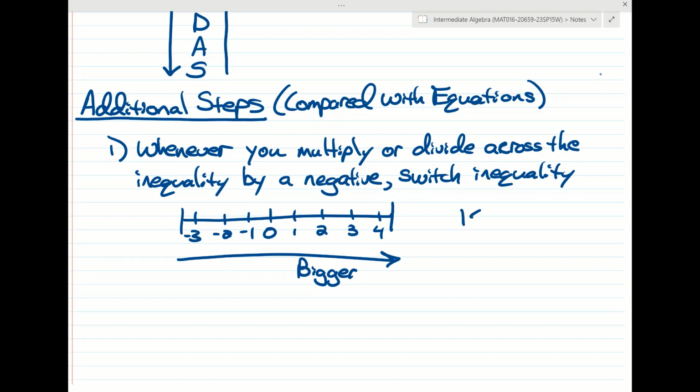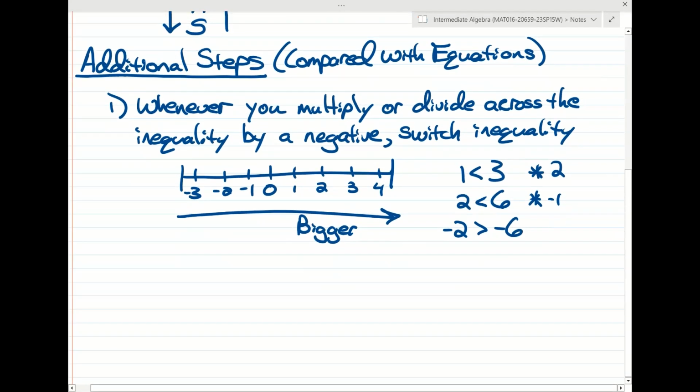So if I tell you 1 is less than 3, and I multiply by a positive number, 2 is still less than 6. I mean, that's true. But if I were to multiply by a negative number, -2 is not less than -6. It's actually greater than, because negative numbers work the opposite way on a number line. So that's where that rule comes from. So that's one additional thing to keep in mind.